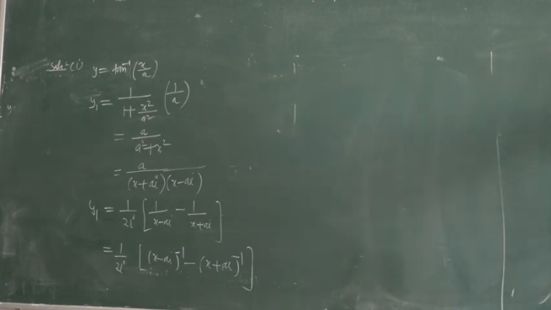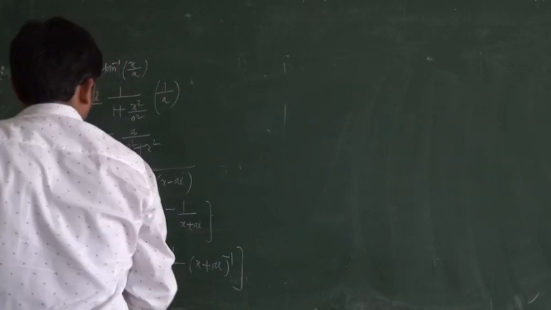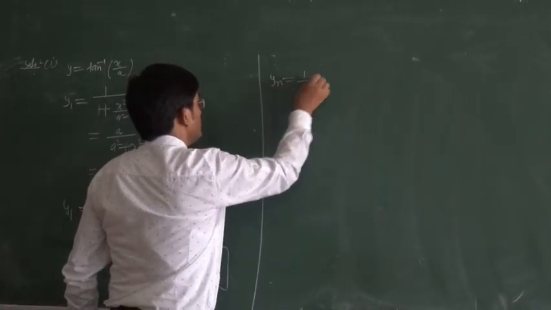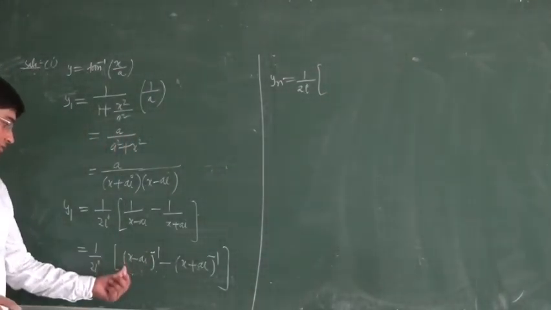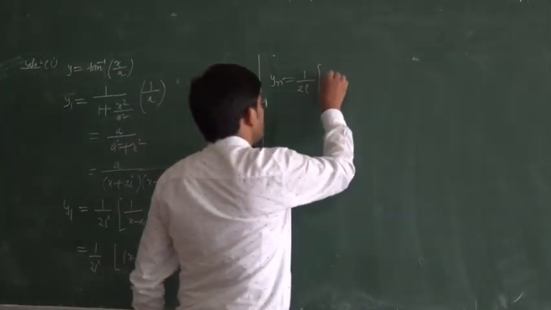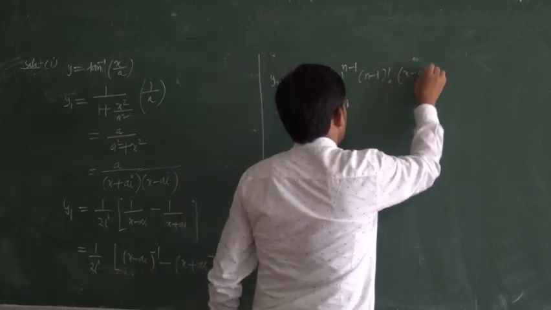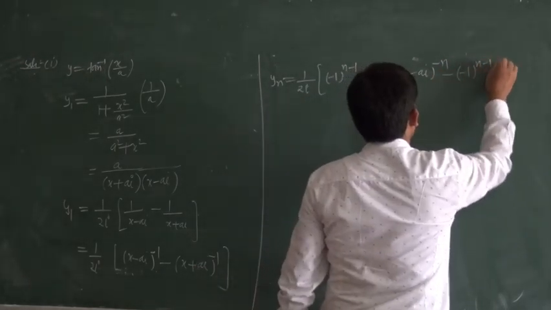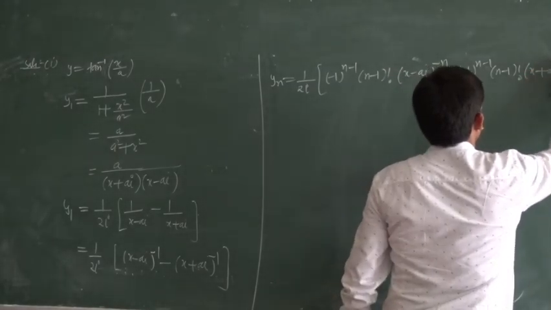Now let us find out its nth derivative. So for the nth derivative, your yn will be 1 upon 2i. After second time differentiation, we will have minus 1 here and we will have minus 2 here. So after n time differentiation, this is x minus ai to the power minus n, then minus 1 power n minus 1, and n minus 1 factorial, x plus ai to the power minus n.